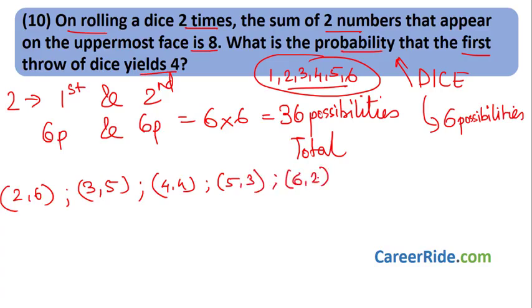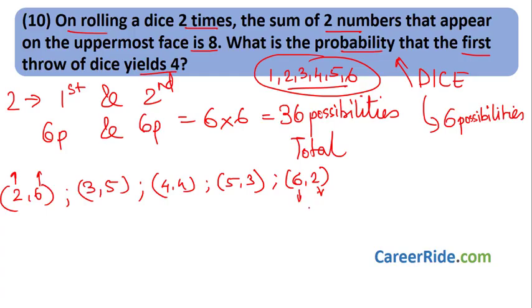Now 2 and 6 and 6 and 2, they are not the same. Over here, when you throw the dice first, you will have 2 the first time, then you will have 6 the second time. Here you will have 6 the first time and 2 the second time. So it is not the same. These are different scenarios. Out of that, we want the probability that the first throw of dice yields 4.